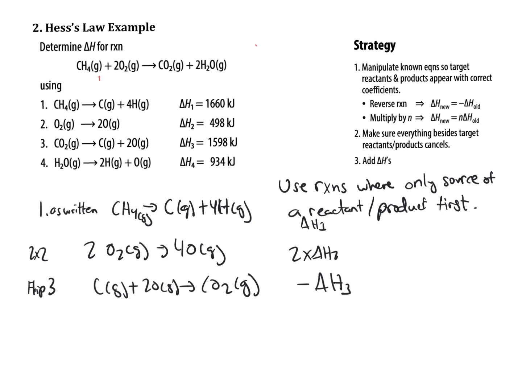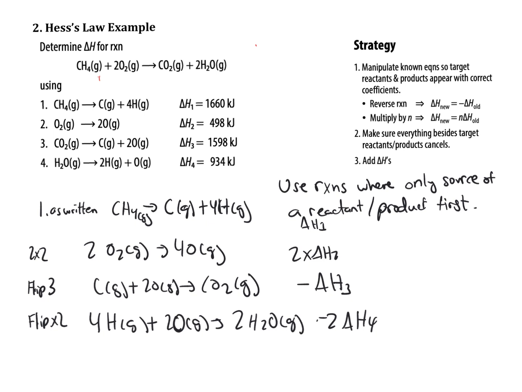And then number 4, I'm going to need to take H2O. I need 2 moles of it as a product, so I'm going to need to flip and double that one. That will give me 4H plus 2O gas goes to 2H2O. And that will give me negative 2 delta H4.